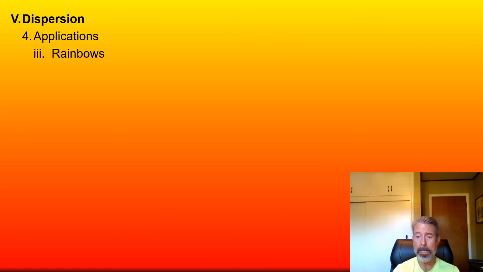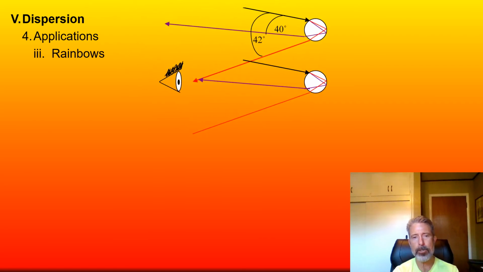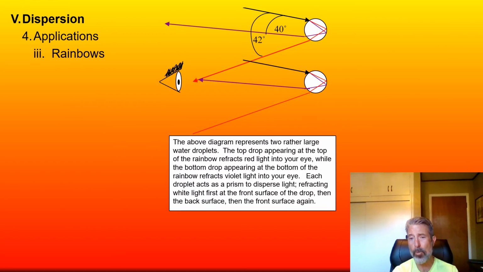Another interesting application of dispersion is the formation of rainbows, where water droplets behave as tiny little prisms to disperse light. So let's take a look and see if we can explain the rainbow formation. What I'm showing you here are two rather large water droplets. The one on the bottom would be a water droplet that's lower in the sky. The one on top, a water droplet that's higher in the sky.